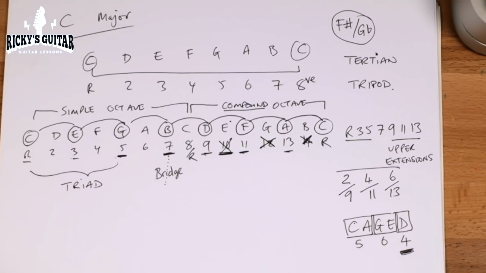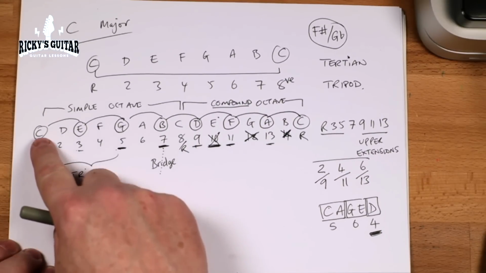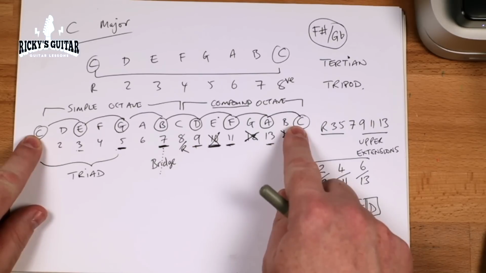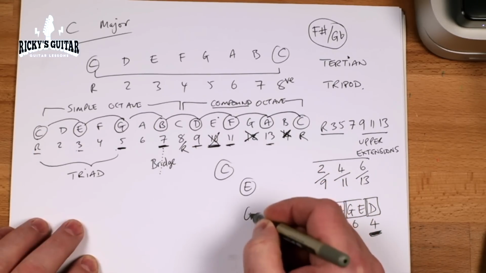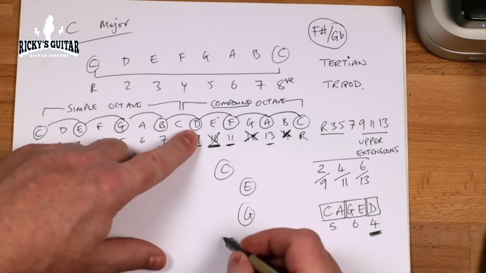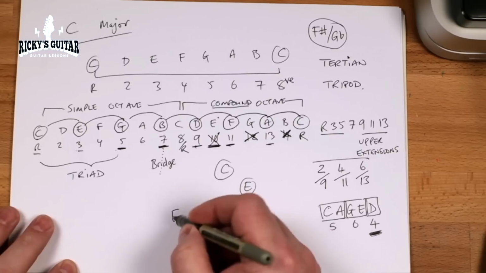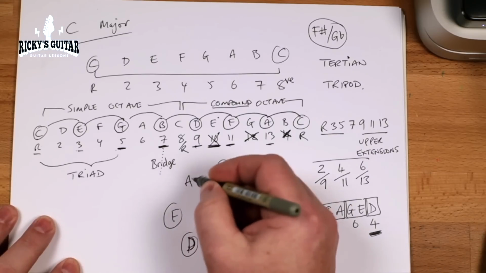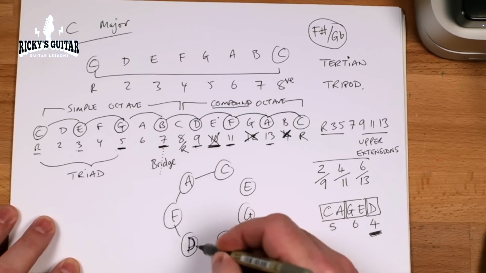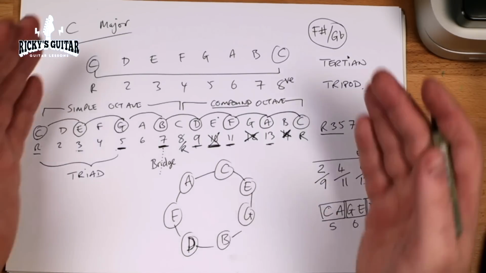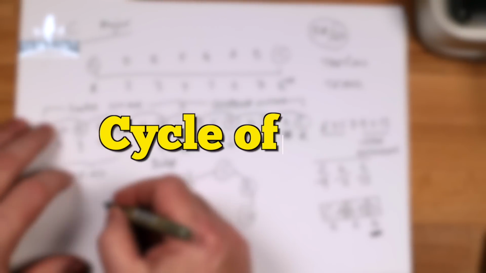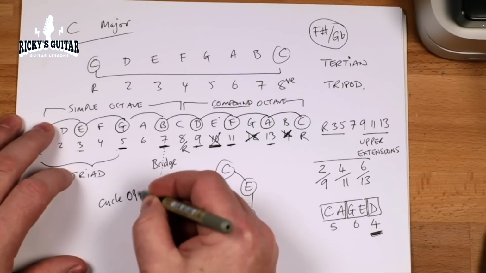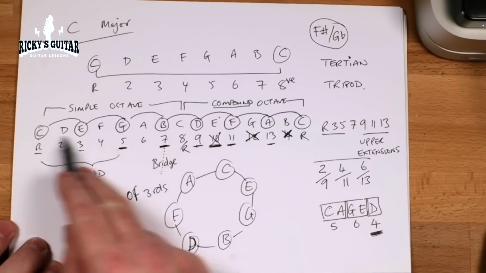Now, the thing that struck me when I was going through this, simple octave to the compound octave. If I went like this, C, E, G, C, E, G, B, D, F, A, and then it joins back up on itself there. And this is where I came around to this idea of this cycle of thirds. You can call it what you want. Circle of thirds. I just joined that up.